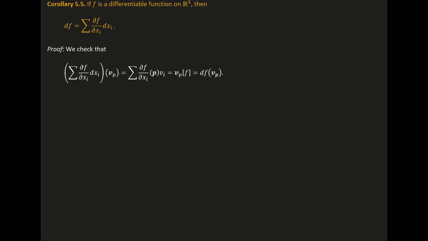Now our first corollary is that if f is a differentiable function on R3, then the differential df is equal to the sum of the partial derivatives of f in each of the xi times the one-form dxi. We check that this formula is true by checking that both one-forms are equal at each tangent vector vp.